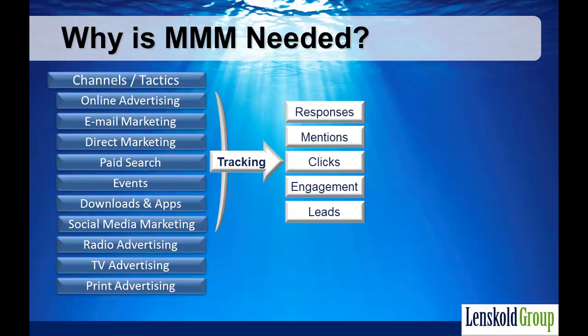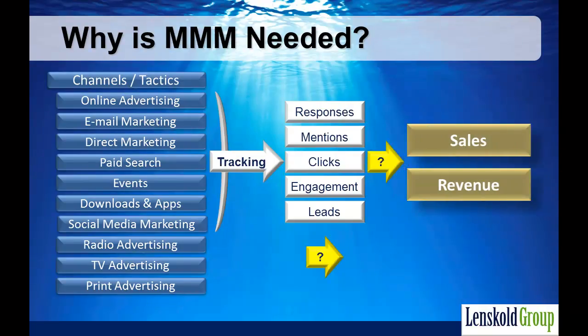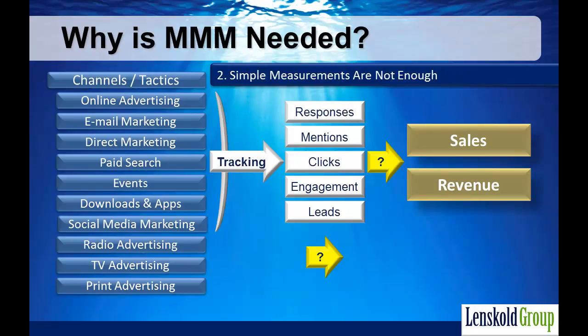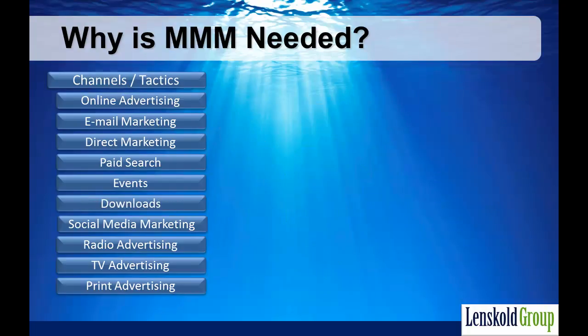Now, other reasons we might need marketing mix modeling. Think about some of our marketing activity which actually has a tracking element to it. That tracking might include responses, mentions, click-throughs, some form of engagement, or even leads. Well, we've got the tracking element there, but there are still gaps. When we look at our mass media, we may not have any direct tracking. And even if our tracking goes all the way through to sales and revenue, are we attributing all that impact just back to one marketing channel and ignoring the others? The reason we go to marketing mix modeling is that these simple measurements are not enough.